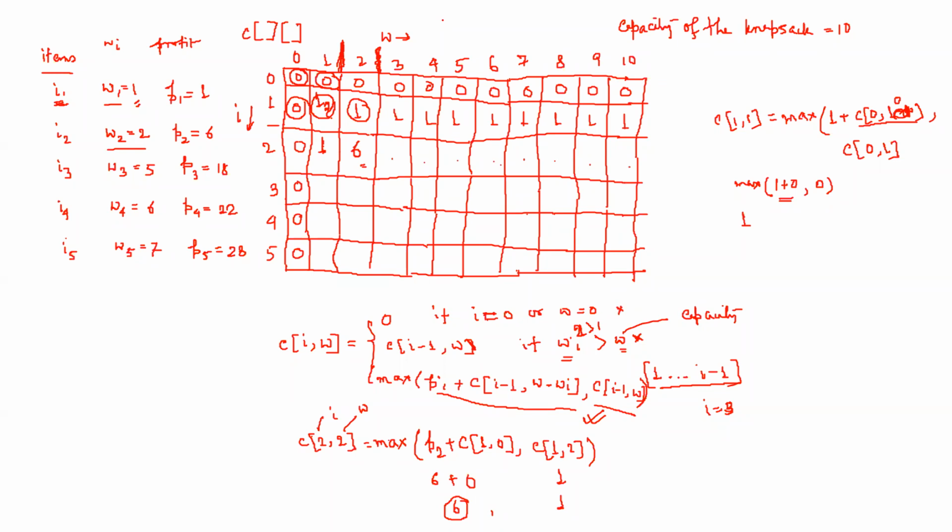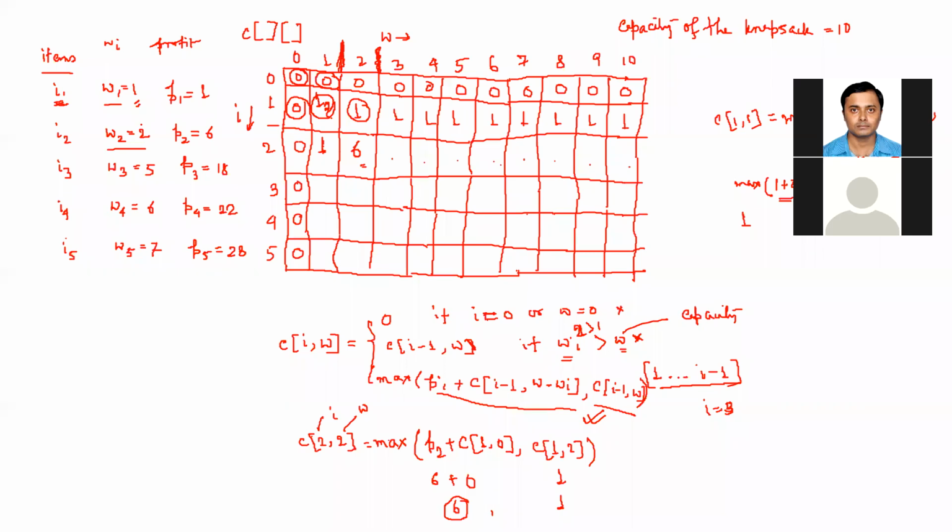But as the capacity of the knapsack at this moment is 2, I can't choose both of these items, because the weight of the first item is 1 and the weight of the second item is 2.